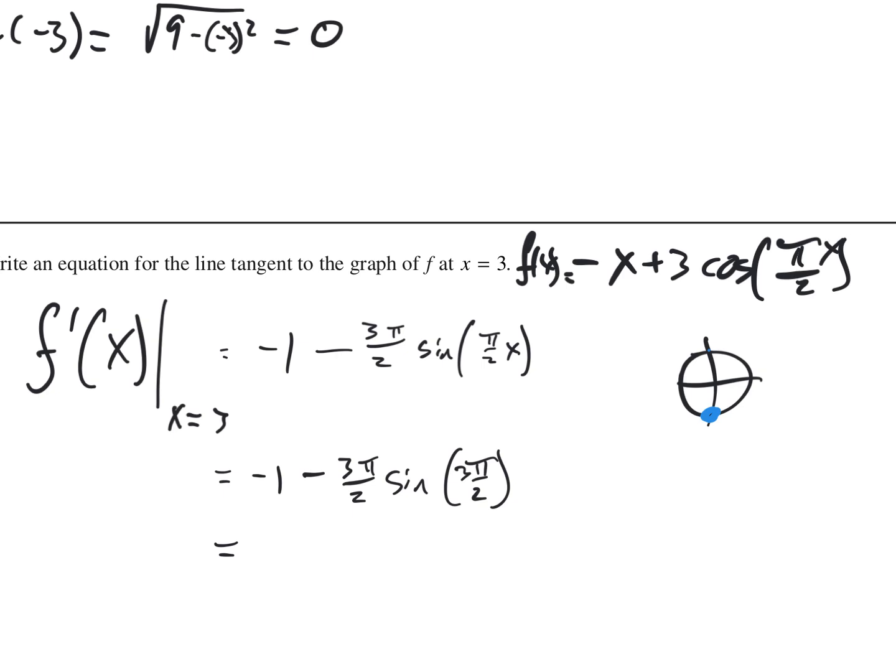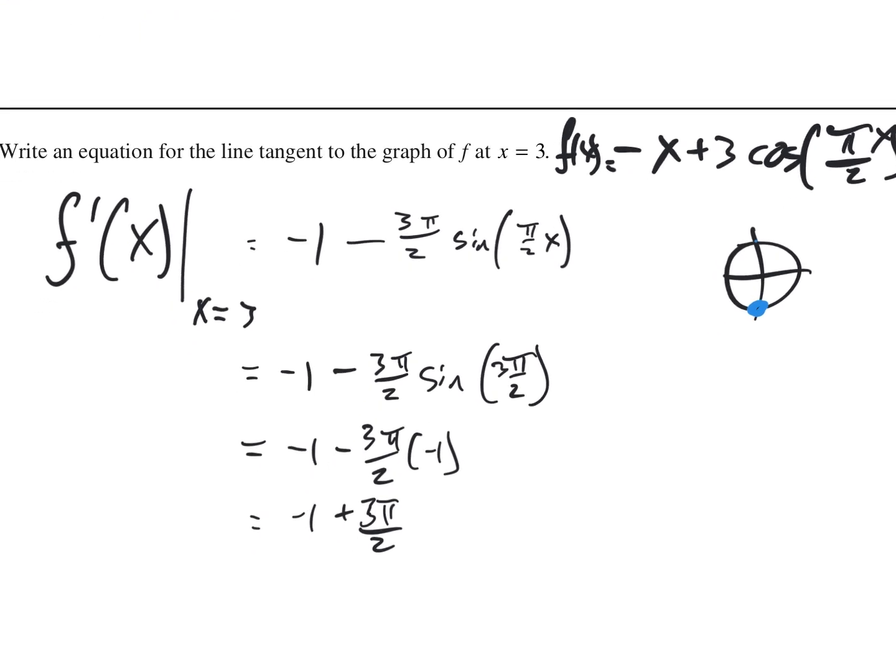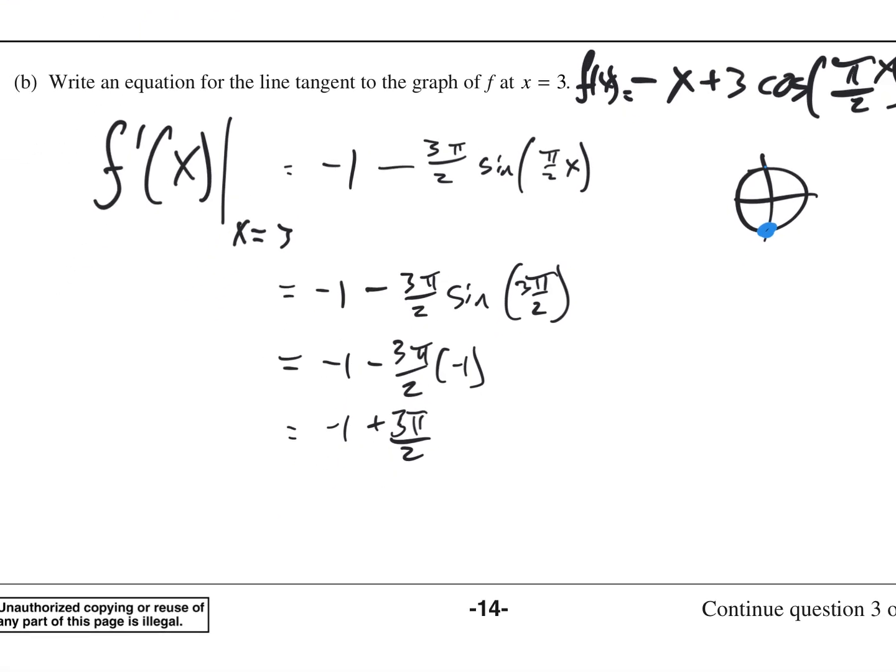So we're going to have negative 1 minus 3 pi over 2 times negative 1, which is negative 1 plus 3 pi over 2. Now it's ugly. We can't simplify it. We don't need to simplify it. Just leave it like that. We found f prime, which is our slope.